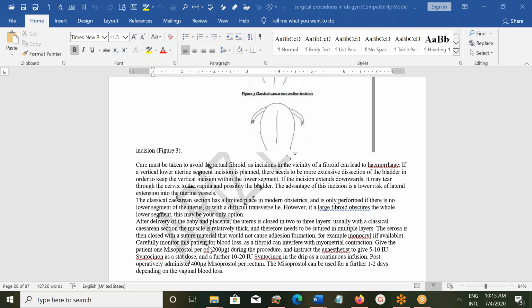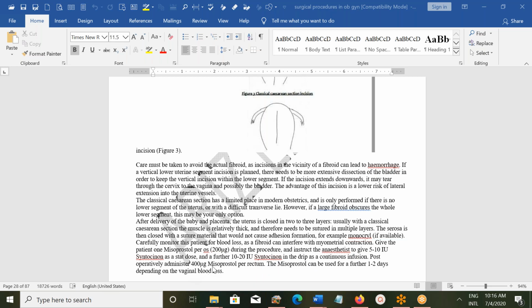Then we should carefully monitor the patient for blood loss, as a fibroid can interfere with myometrial contraction. So you should give the patient misoprostol, 200 micrograms, during the procedure. And you should tell the anesthetist to give 5 to 10 international units of syntocinon as a stat dose. Then 10 to 20 units can be given in a drip as a continuous infusion.